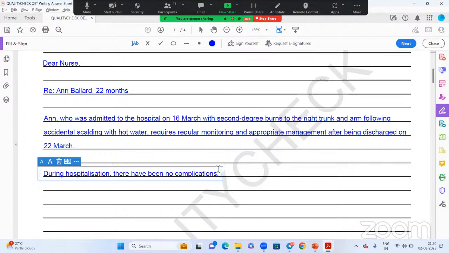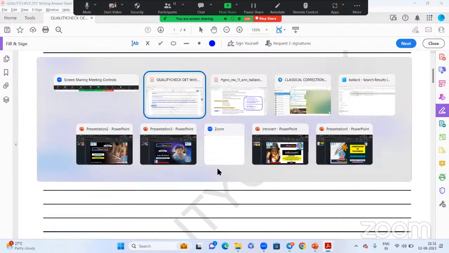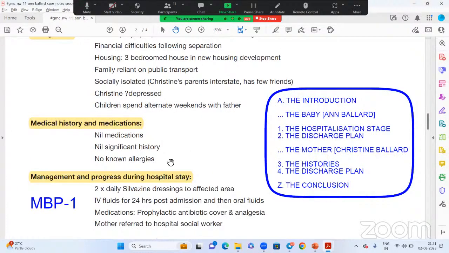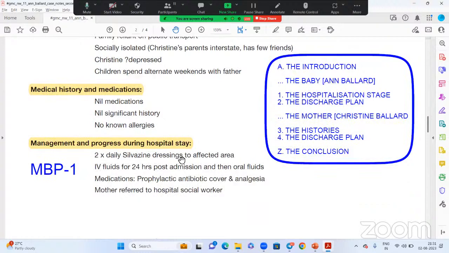Now here, there are three sentences. 3 points are given here. The first point is twice daily silvazine dressings to the affected area. Okay. Now let us take this point.